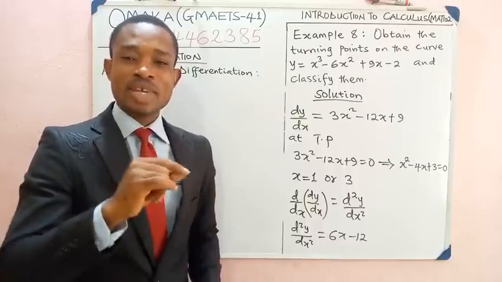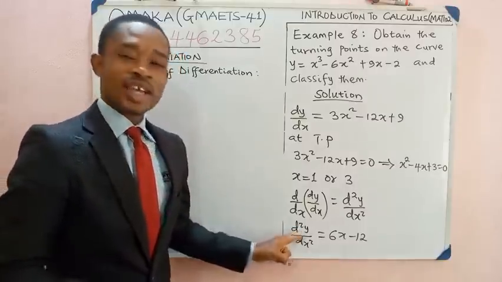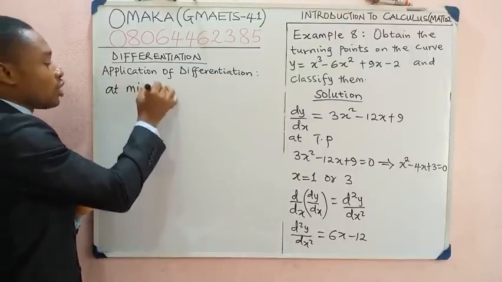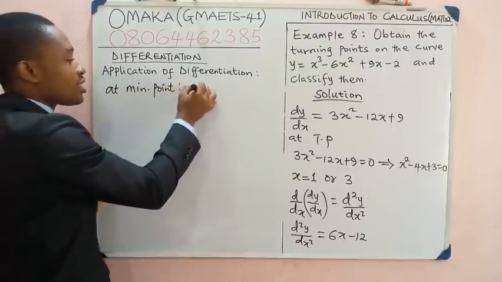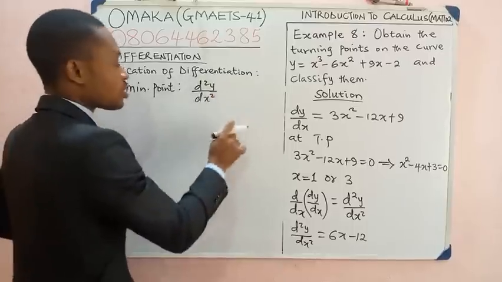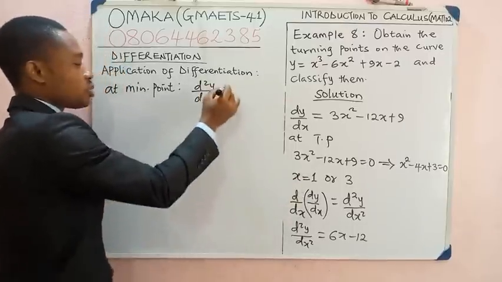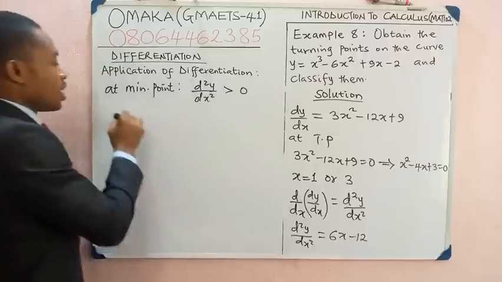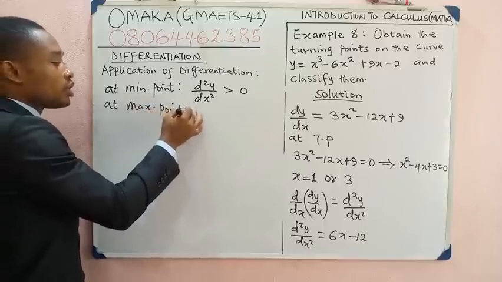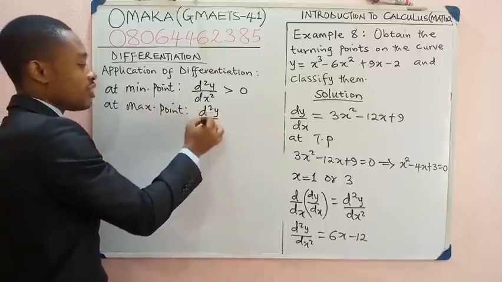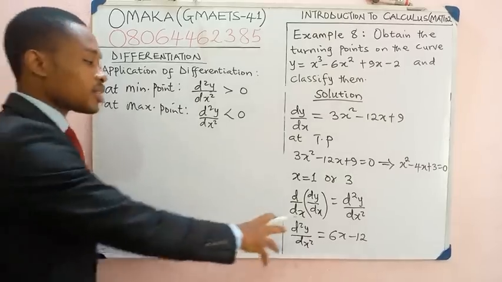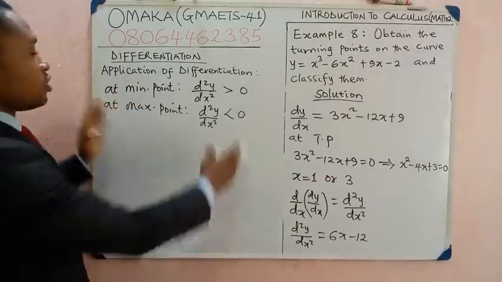Alright? At a minimum point, you expect that d2y/dx squared at that critical point, at that turning point, is expected to be greater than 0. And then at a maximum point, that is if the critical point is a maximum point, you expect that the second derivative d2y/dx squared should be less than 0 at that turning point. So what do we do? Let us now use this to find out.